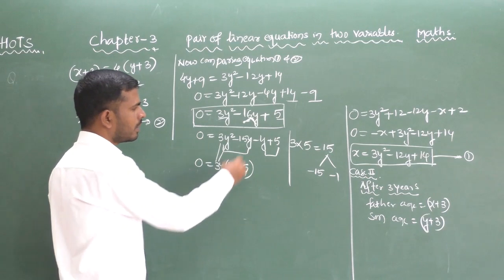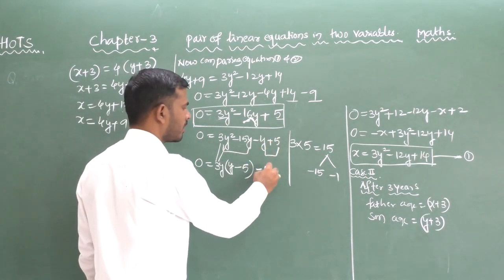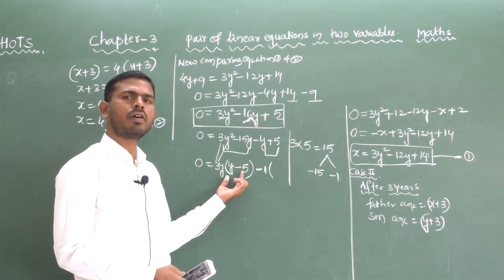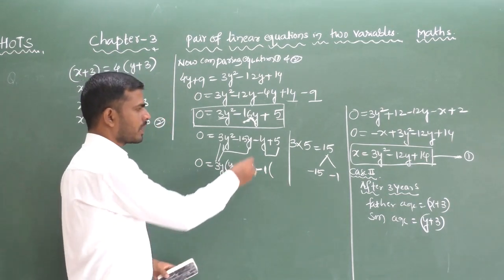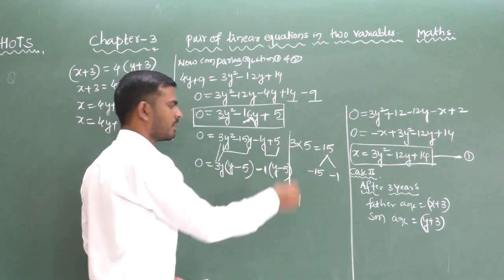Close the bracket. Next, here is the common factor. There is nothing common, which means you have to take 1 in the bracket. So whatever you got in the first bracket, you have to get the same in the second bracket, or you can take here y minus 5.